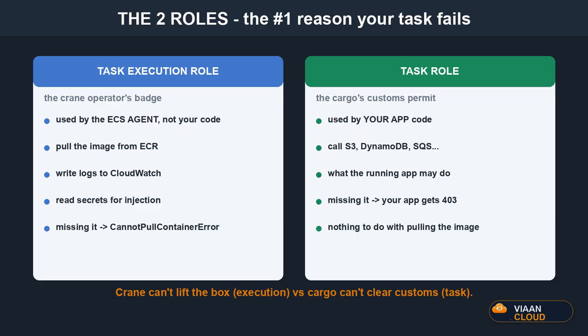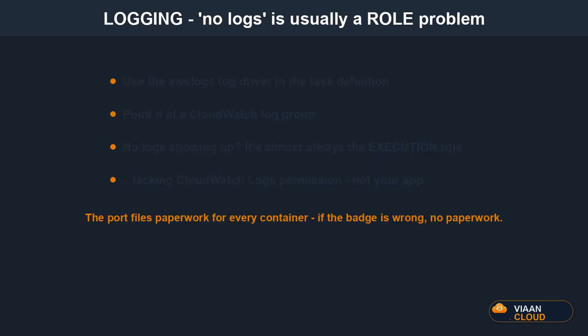The crane lifting the box is the execution role. Your cargo clearing customs is the task role. Mixing these up is the #1 beginner failure. That directly explains logging. In the task definition, you set the awslogs driver and point it at a CloudWatch log group. Now here's the insight.